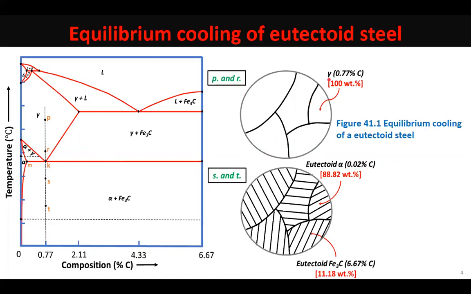And what's the chemical composition of austenite? Because it's the only phase present in the steel, the chemical composition of this phase has to be the same as the composition of the steel in which it is present.